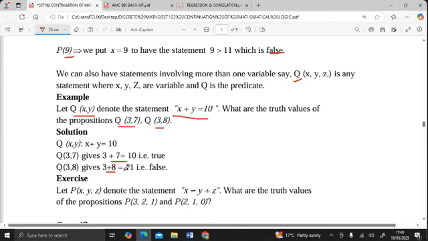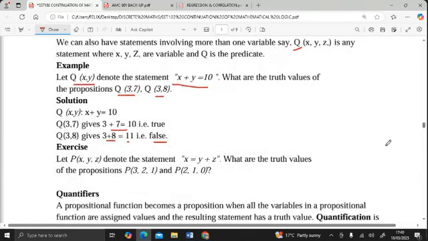And in this case, let q of x, y denote, this one is a propositional function, x plus y is equal to 10. You're asked to determine the truth values of q(3,7) and q(3,8). And of course, this one is x and this one is y. 3 plus 7 is 10. 10 is equal to 10. That is true. You can see that. But now this one, 3 plus 8 is 11. 11 is not equal to 10. So 11 is equal to 10, that one is false.